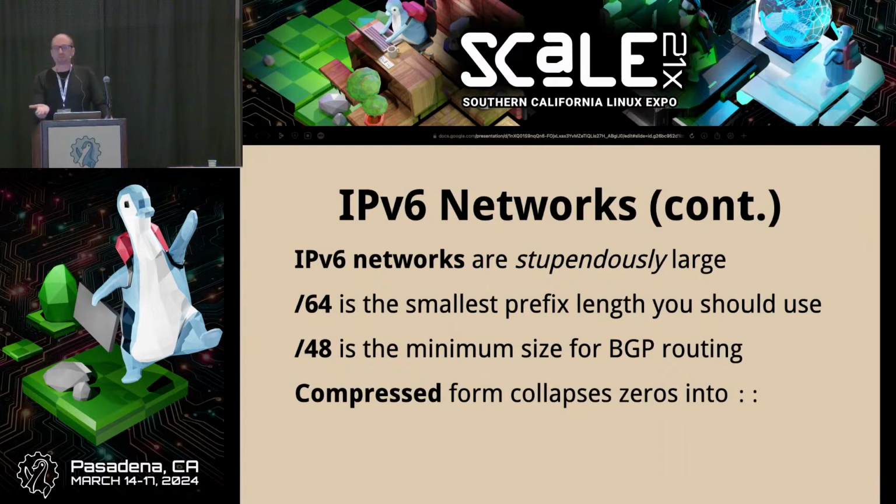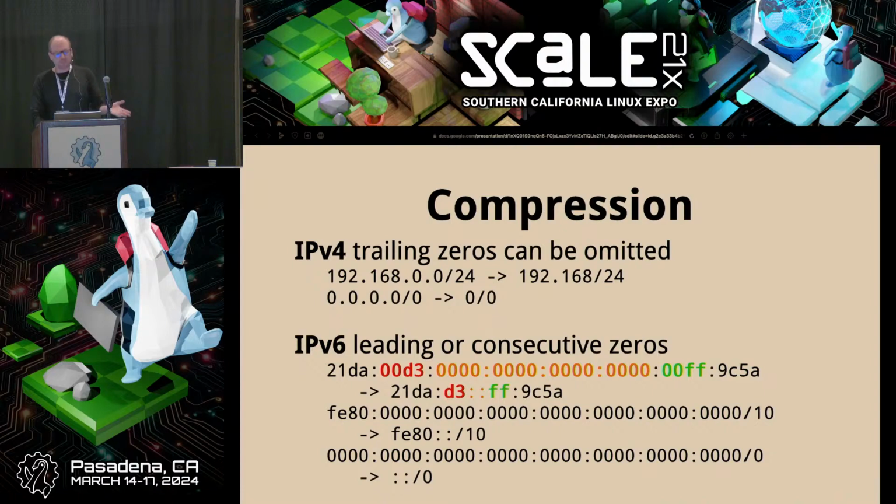And then there's that compressed form, right? I mentioned this already, but it's the collapsing zeros into double colons. And so this is where it kind of gets interesting. In IPv4, the compressed notation is you just drop trailing zeros, right? Like 192.168.0.0/24 becomes 192.168/24. Quad 0, you can just refer to as 0/0.